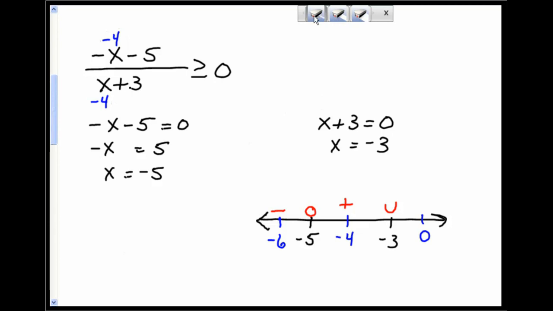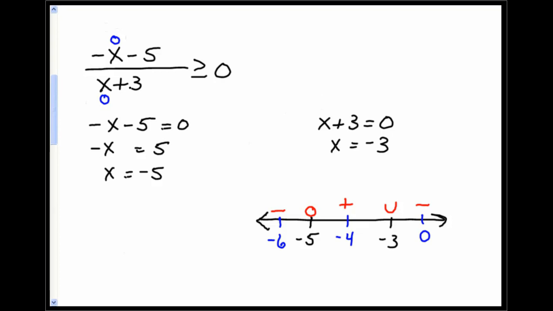And now we're going to have to do the same thing with the 0. So let's substitute 0 here. So 0 - 5 is negative. 0 + 3 is positive, so we end up with negative divided by a positive is negative.